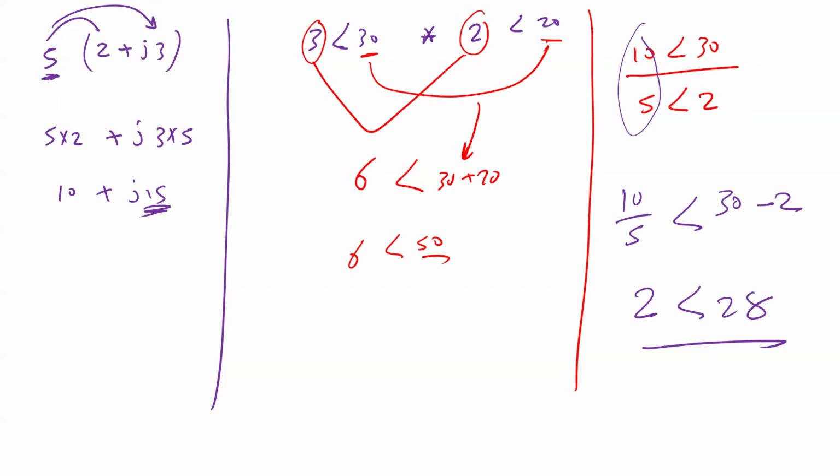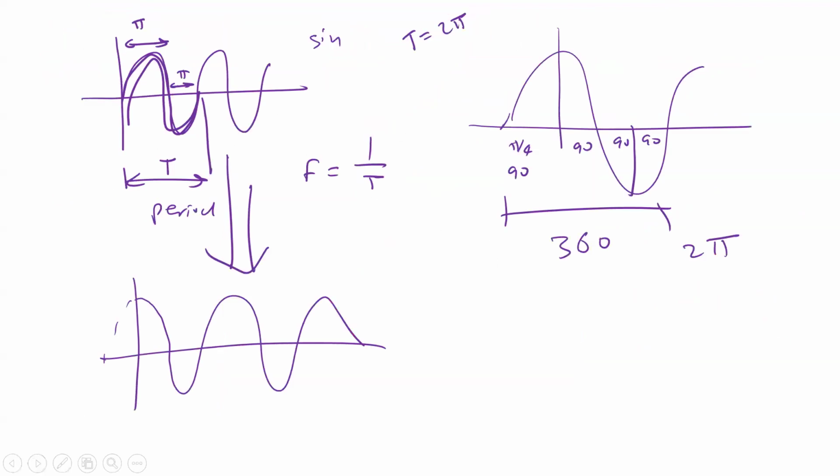Again, if you want to do addition or subtraction, it's easier to do it in rectangular form. If you want to do division or multiplication, it's easier to do it in polar form. But that doesn't mean you cannot do otherwise. For example, if I want to multiply 2 plus j3 by 1 plus 2j, in my opinion, the easier way is to use your calculator, if your calculator can do this multiplication. If it can, it's easy.